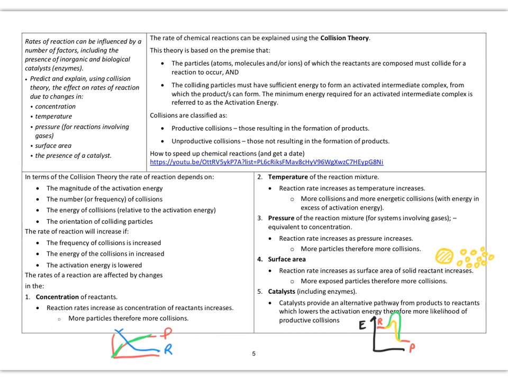Hopefully what I have said and what you've seen in that video helps you make sense of collision theory, and how we can use it to explain how concentration, temperature, pressure, surface area, and catalysts, including enzymes, because they are a catalyst, affect the rate of reaction. If it hasn't, please sing out, ask questions, and we can look at it some more. Thank you.